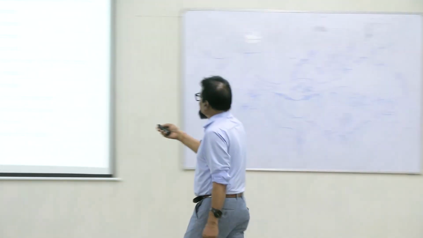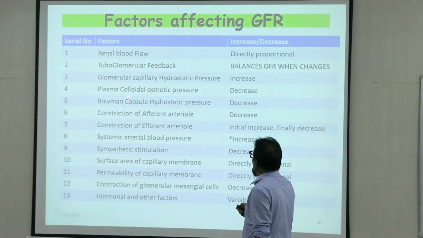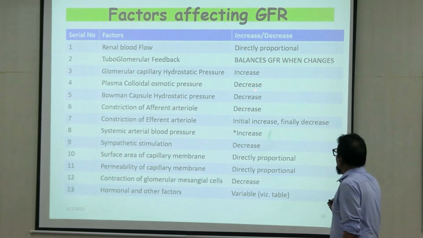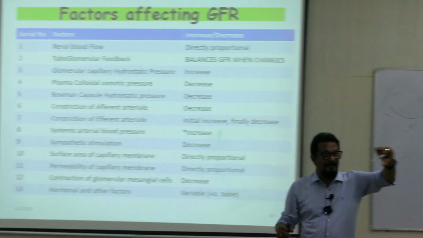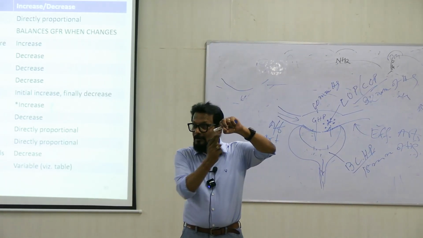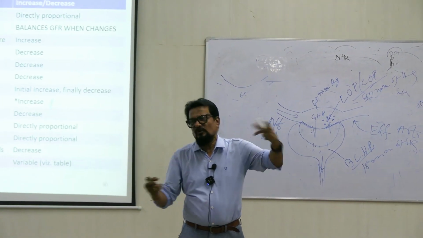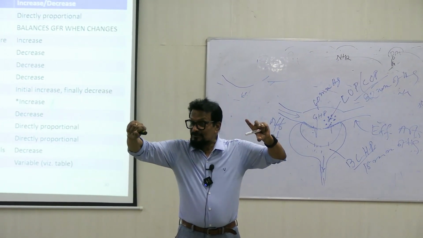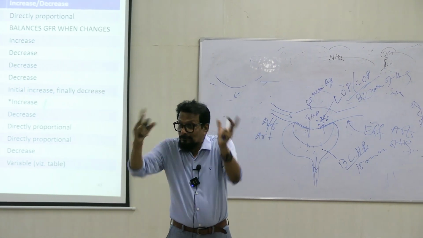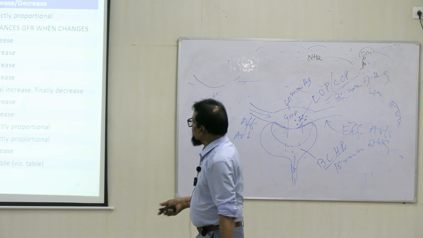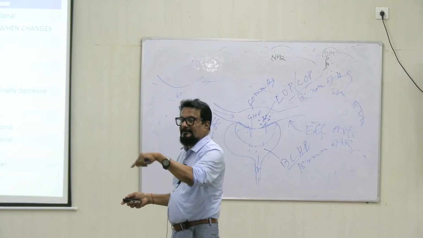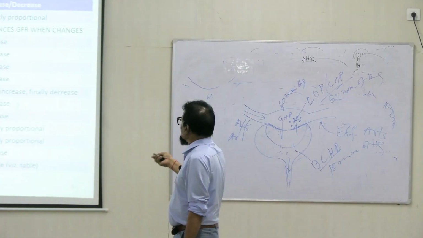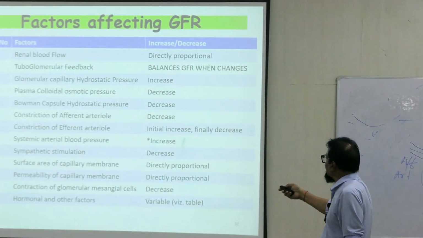Glomerular capillary hydrostatic pressure will increase GFR. Plasma colloid osmotic pressure will decrease it. Bowman capsule pressure, as we have already said, decreases GFR. Constriction of the afferent arteriole means hydrostatic pressure will be less, so GFR decreases. If the efferent is constricted instead, blood cannot come out, so it is blocked here and GFR will initially increase, and finally it will fall.